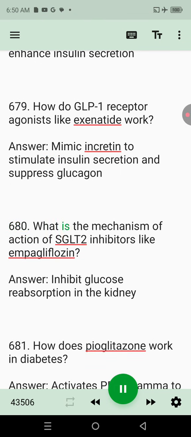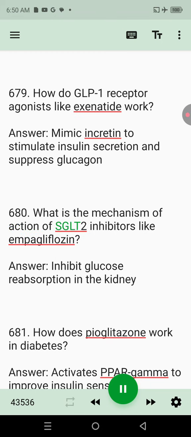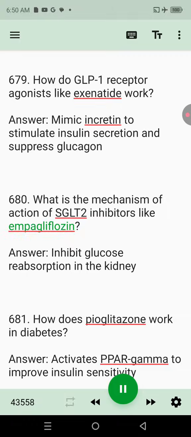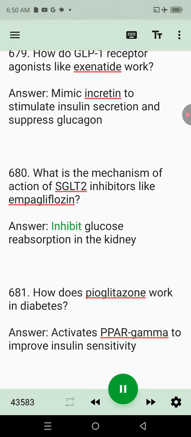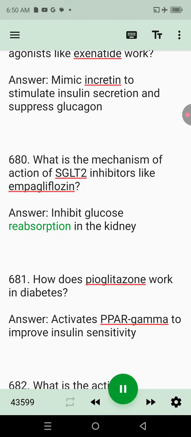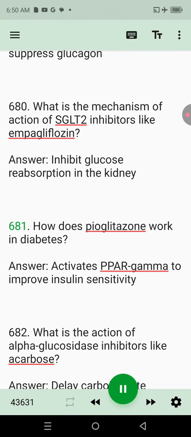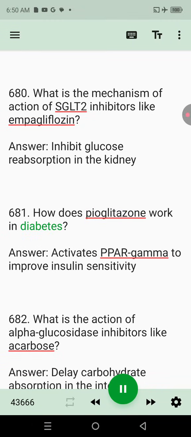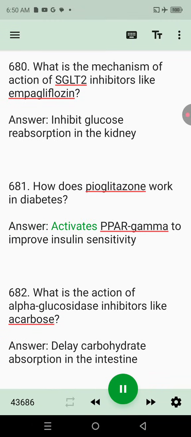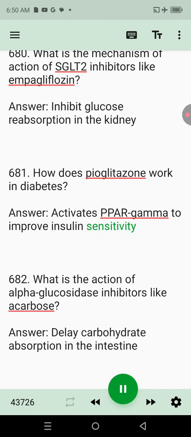680. What is the mechanism of action of SGLT2 inhibitors like empagliflozin? Answer. Inhibit glucose reabsorption in the kidney. 681. How does pioglitazone work in diabetes? Answer. Activates PPAR gamma to improve insulin sensitivity.